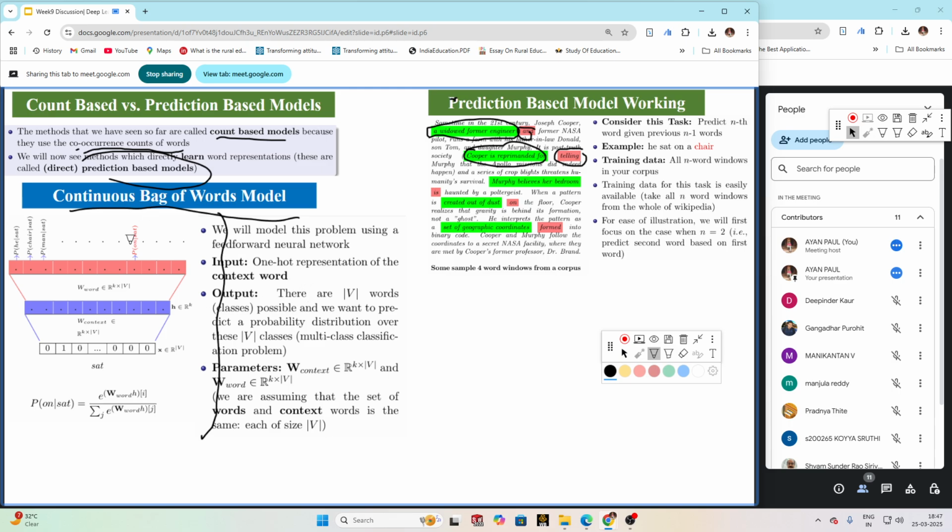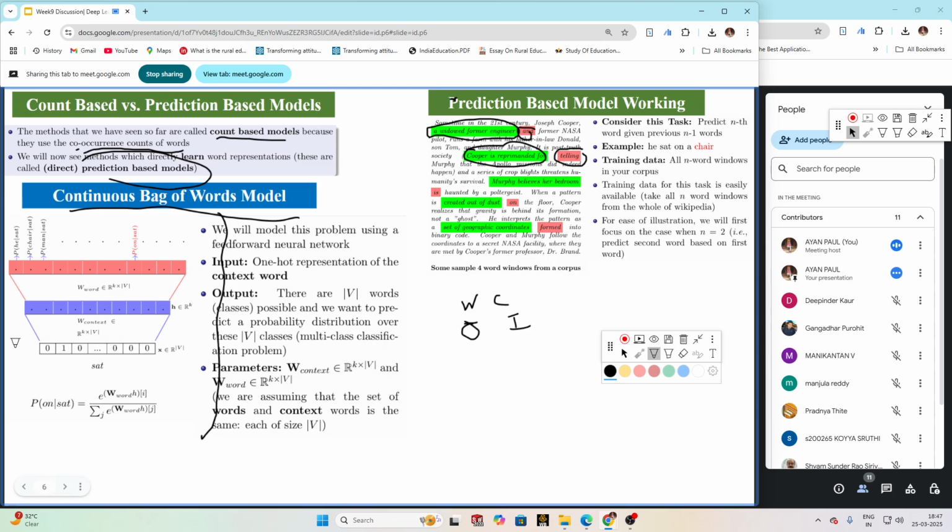What the continuous bag of words model does is it takes the context as the input and predicts the word as the output. So we have two things, word and context. What is the input of this model? That is the context. And the output is the word.